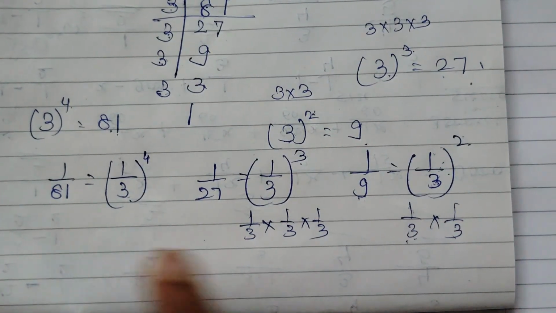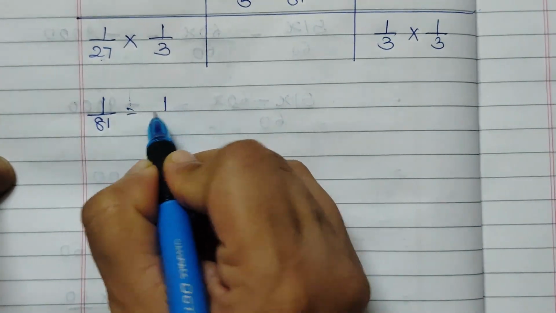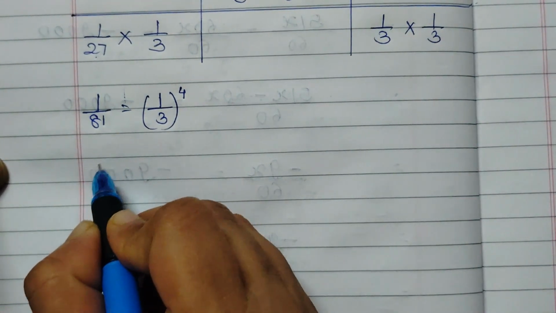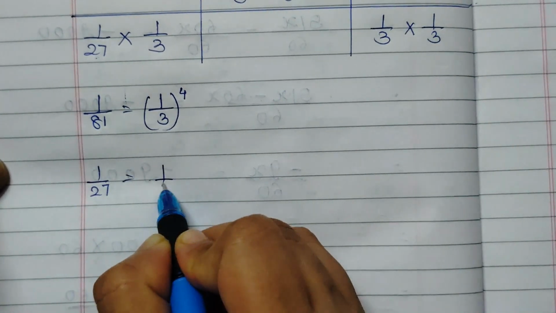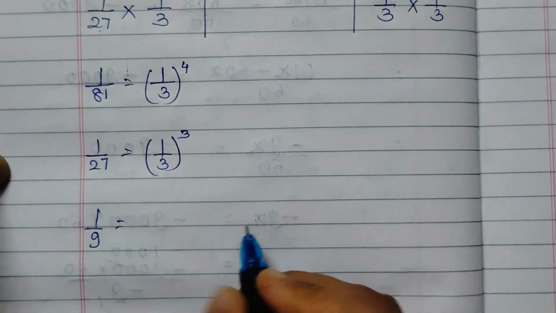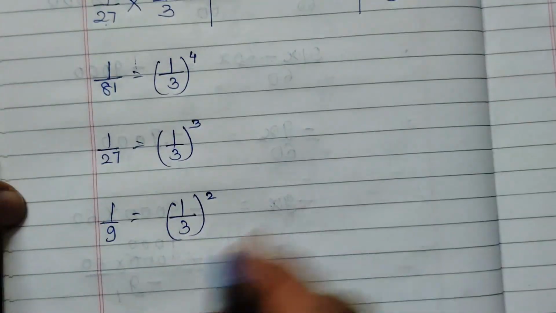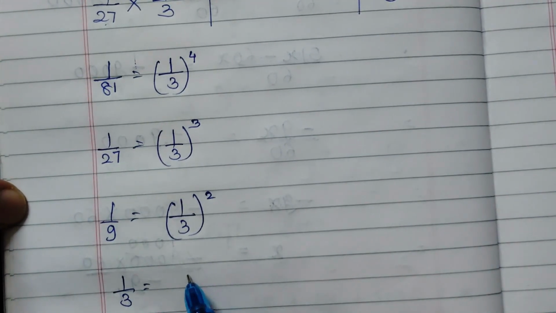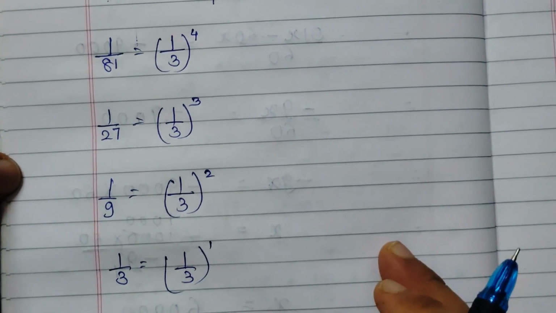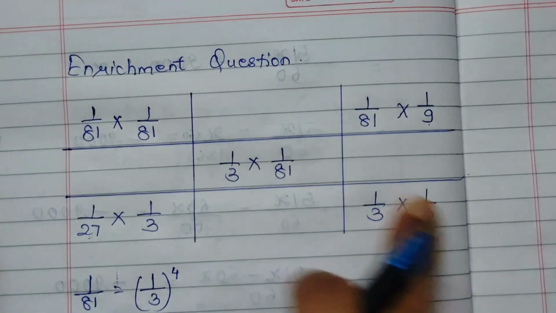Same for here. Okay. So we will write down that first. So 1 upon 81, the simplest form we are going to write: 1 upon 3 to the power of 4. Then 1 upon 27, 1 upon 3 to the power of 3. 1 upon 9, 1 upon 3 to the power of 2. And one more, only 1 upon 3 is there. It is single, so it is only 1 upon 3, raised to 1.